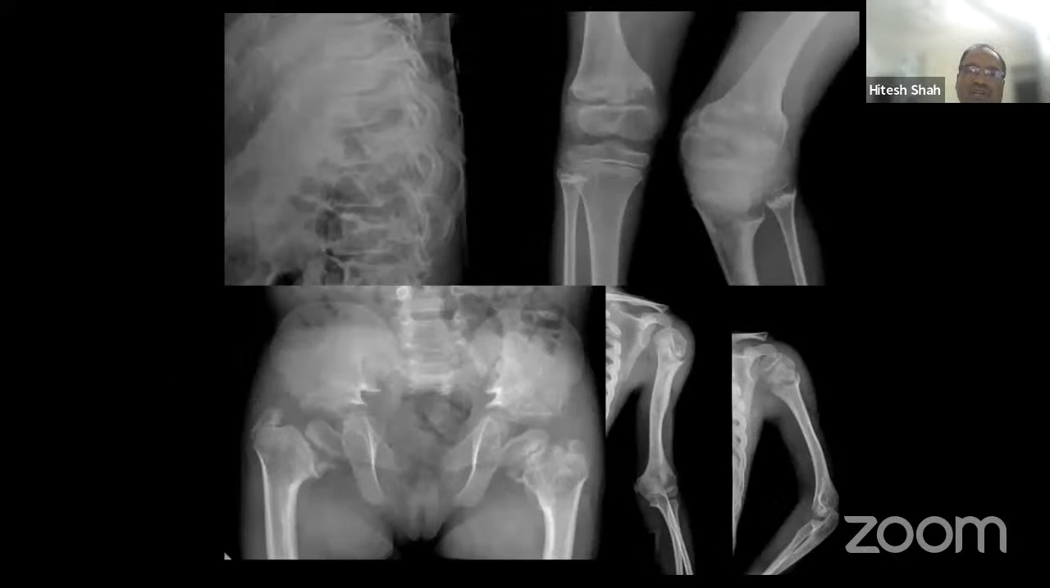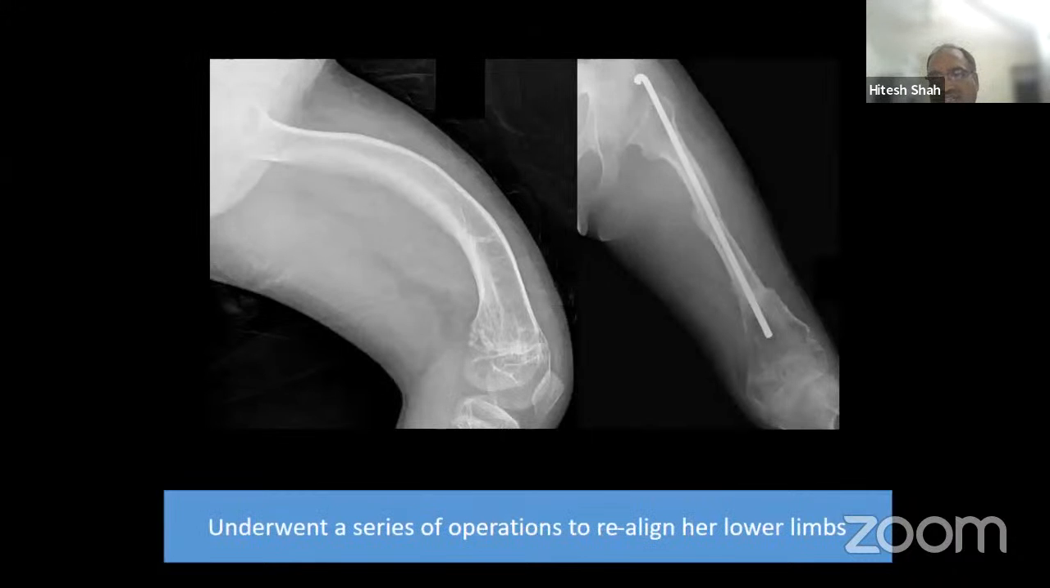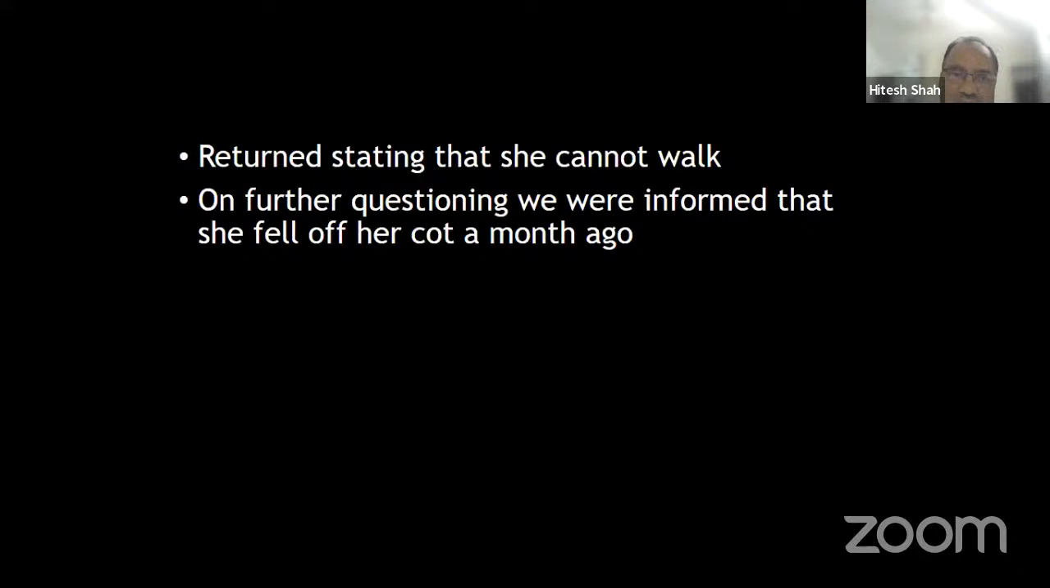What should you do for the unstable spine? This is, as I was saying in the beginning, a child with COL2A1 deficiency with spondylometaphyseal dysplasia. The child underwent multiple surgeries for correction of deformity. The child was ambulant, but after a few years the child couldn't walk. Examination revealed quadriparesis.